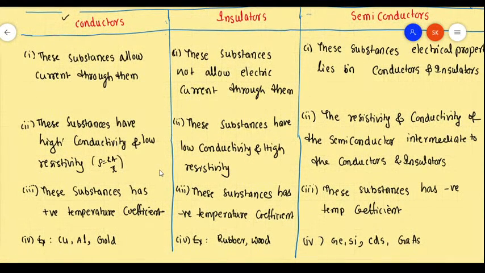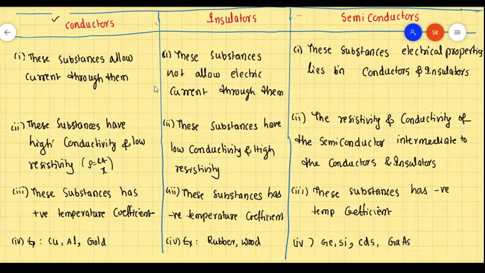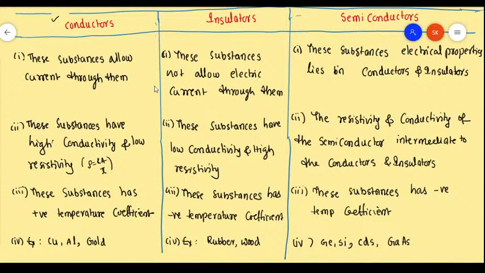Right, you see here conductors. Third point, these conductors have the positive temperature coefficient. What is the meaning of the positive temperature coefficient? Positive temperature coefficient means if temperature increases, along with that their resistance also increases. That means positive temperature coefficient.